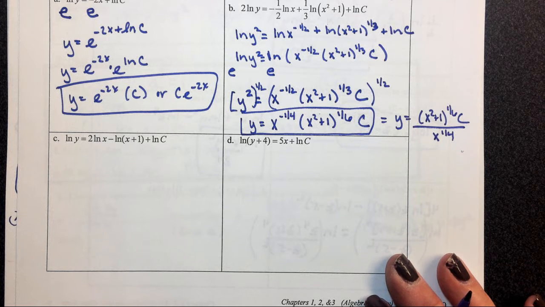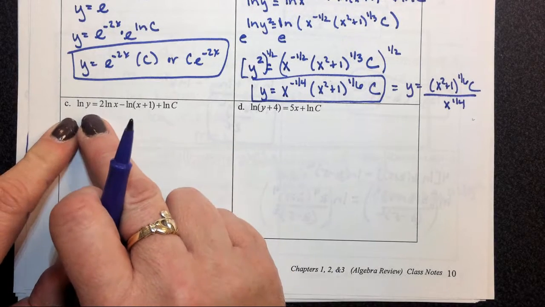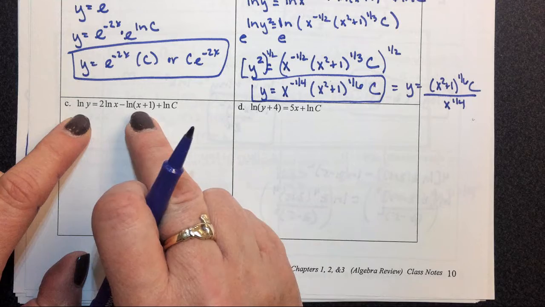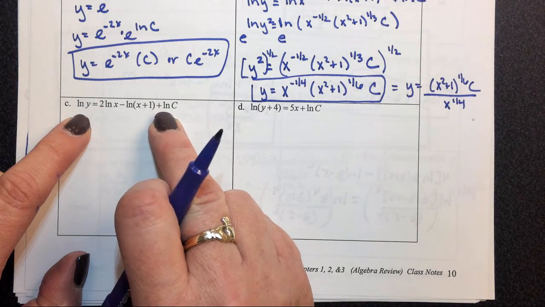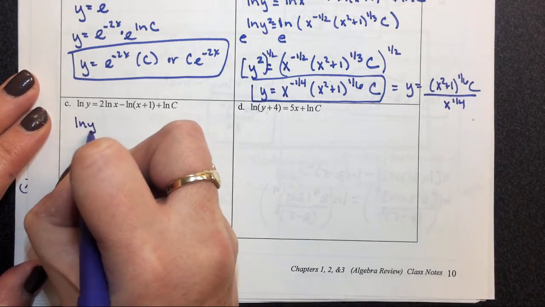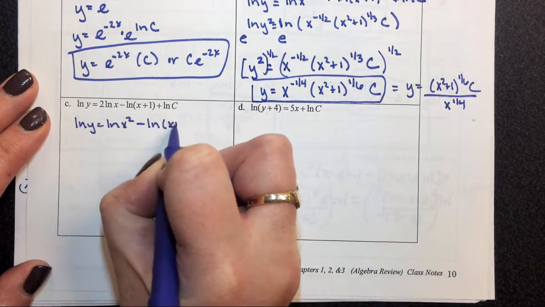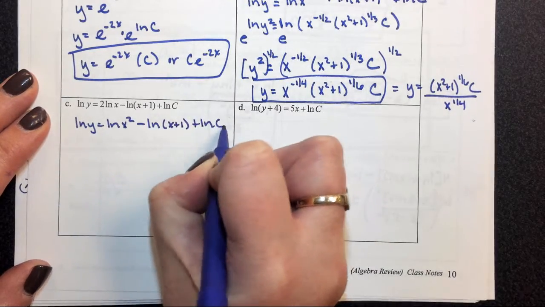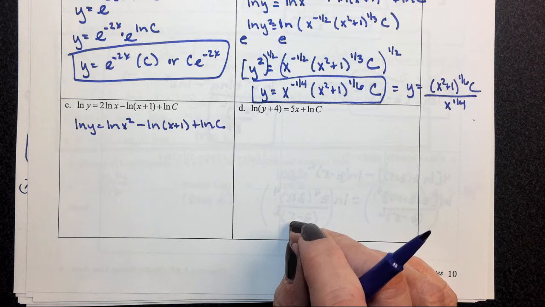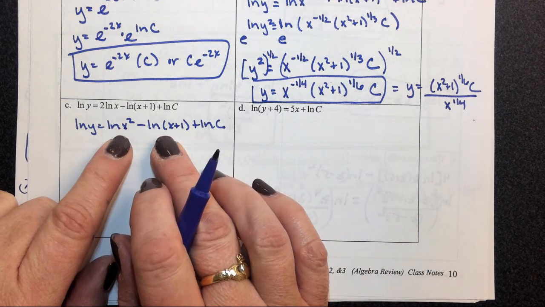Any questions on these? Let's take a look at c. So I have natural log of y is equal to 2 ln of x minus the natural log of x plus 1 plus natural log of c. So now again, I'm going to move my power. You need to watch your parentheses really carefully when you're condensing. Remember, addition and subtraction are equal operations. I'm going to condense just left to right.